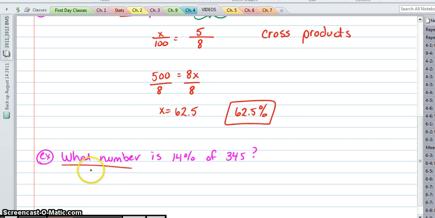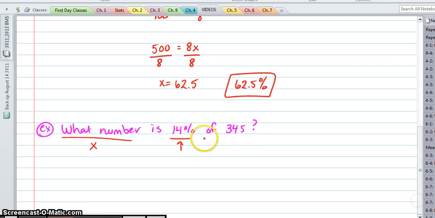What number? Okay, so again, I could use x. You may use any variable you'd like. This time we are given the percentage. So I'm not going to be setting up a ratio as x over 100. Instead, I have the percentage. I'm going to set up this ratio as 14 over 100 because I'm not missing the percent. I've been given that piece of information.